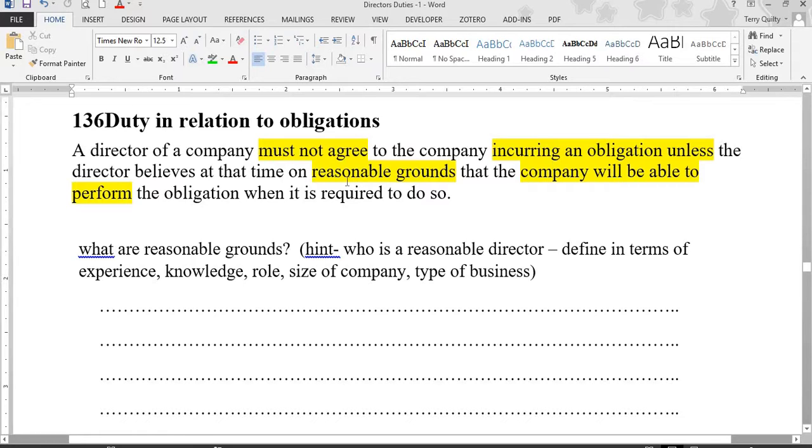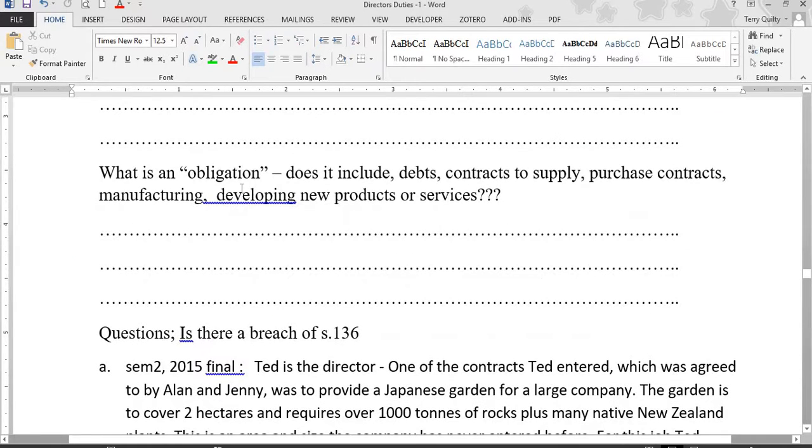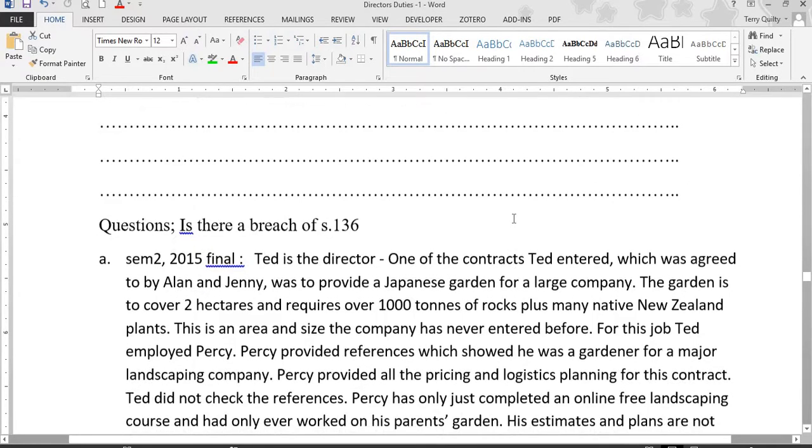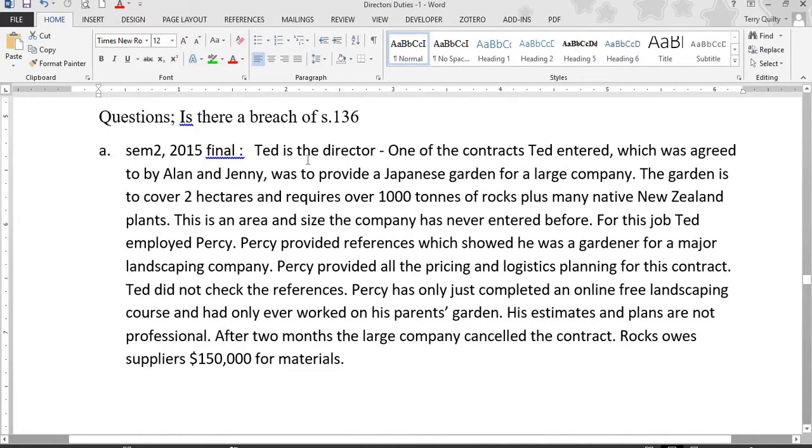Notice also it says on reasonable grounds. So it really talks about an objective test of would the reasonable director do this. So have I done proper planning? Have I made proper investigation of all the issues? Have I sought the advice if I don't have internal expertise on the area? What's an obligation? It does include debts, contracts, supply, purchase, manufacturing new products or service. Well, an obligation is where you have to do something. So do these things require you to do something? It's that simple test. So let's consider, is there a breach in this situation?